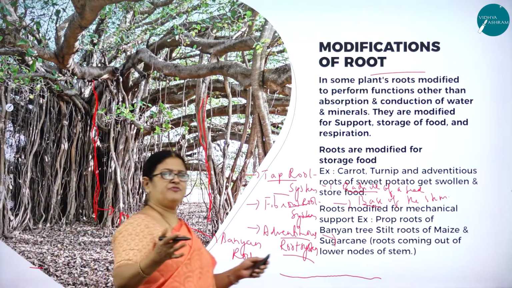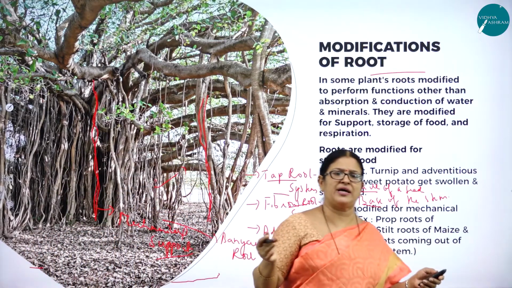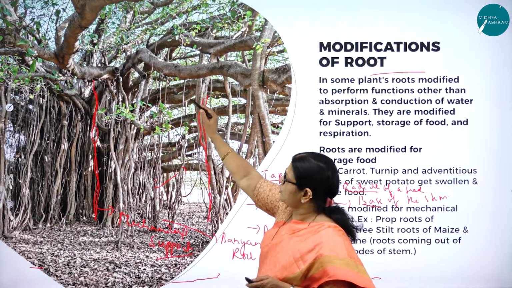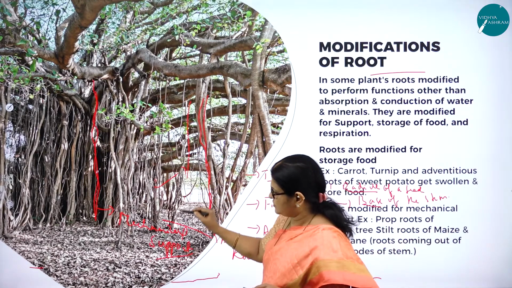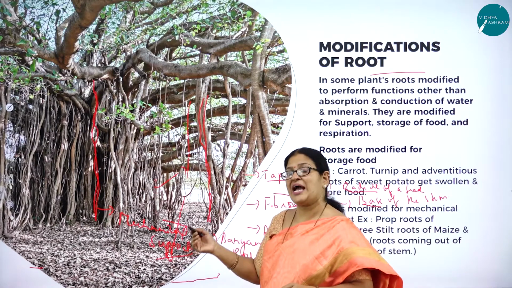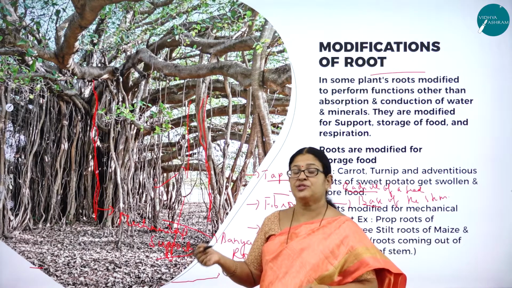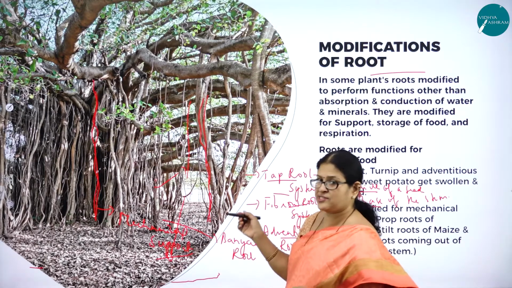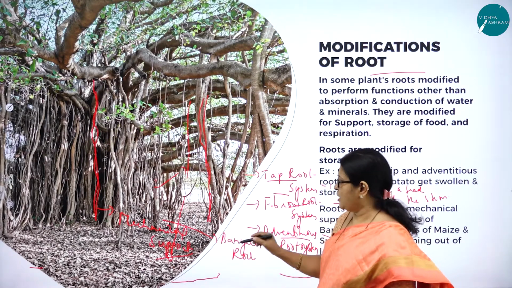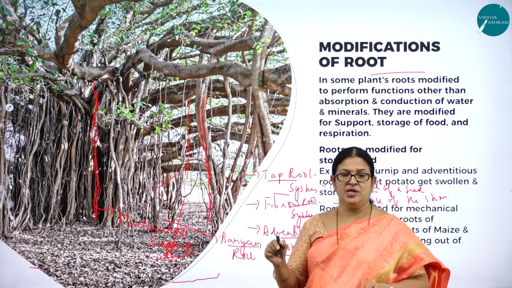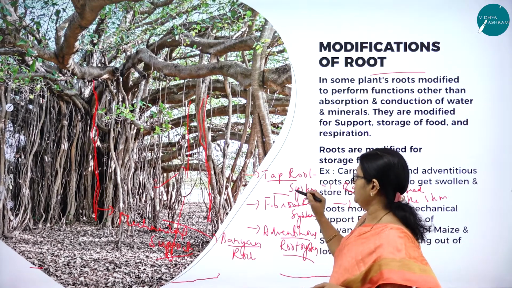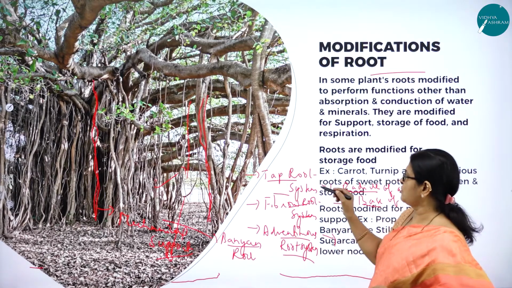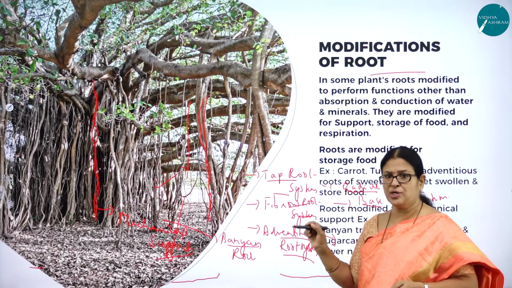The tree itself is a very huge tree and it needs mechanical support. Who provides the mechanical support? You can see the vertical roots growing from the branches and they reach the soil and they act like pillars. So they are also called as what? Prop roots. Pillar roots or prop roots, which I am going to discuss in the coming slide. So adventitious roots are the roots which develop neither from the radicle nor from the base of the stem. Such roots are called as adventitious roots.